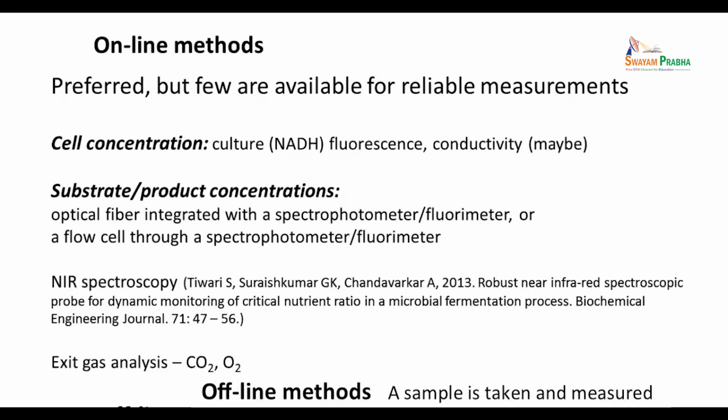Also, for the gas that comes out of the bioreactor, we provide air for most aerobic bioreactor systems. The exit gas, which consists of CO2 and O2, and of course nitrogen and so on, can also be measured to provide some input into what is happening in the bioreactor. So, those are the available online methods. A few are available, but offline are the most used, although there are difficulties with offline, such as the one that we talked about just now.